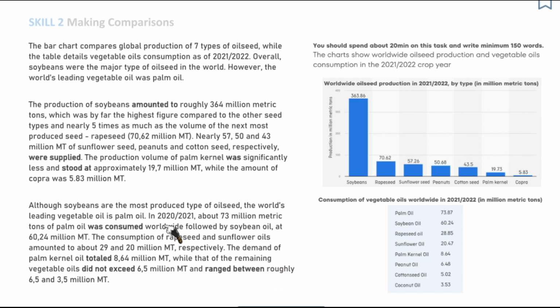As well as that, I have used these phrases here: were supplied and was consumed. This is yet another way to talk about numbers. Basically, my aim is to show you a variety of options so that you have lots of different ways to paraphrase and to express your ideas.